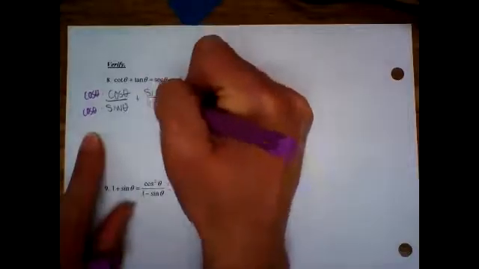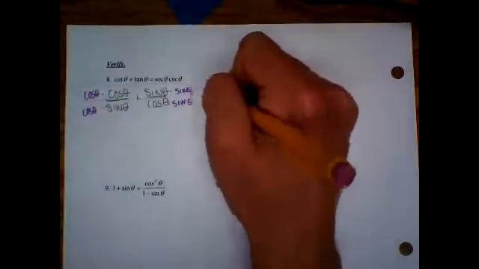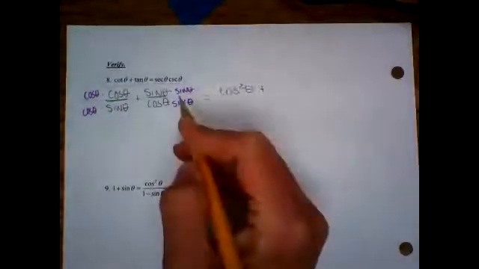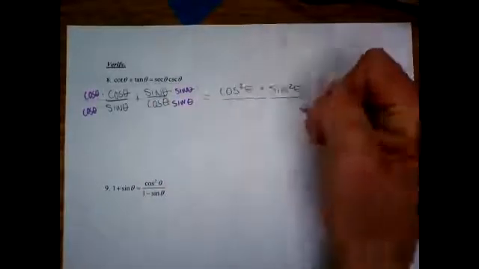Now, we're going to do the same thing we did on one of the problems on the other side, which is get a common denominator. So your common denominator is going to be sine times cosine. So this one, I'm going to need to multiply by cosine. And this one, I'm going to need to multiply by sine. Basically, you're multiplying them by each other. And then we can put everything in the numerator together. So cosine times cosine would be cosine squared. Sine times sine would be sine squared. And then it's over our common denominator.